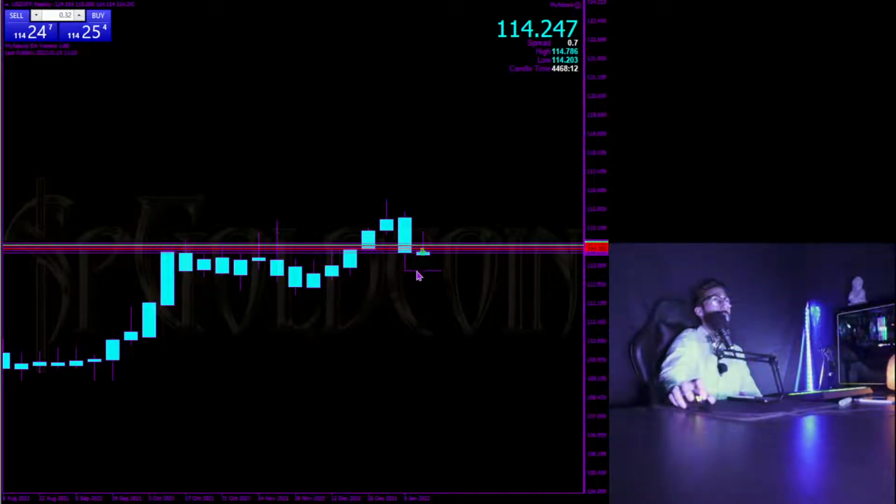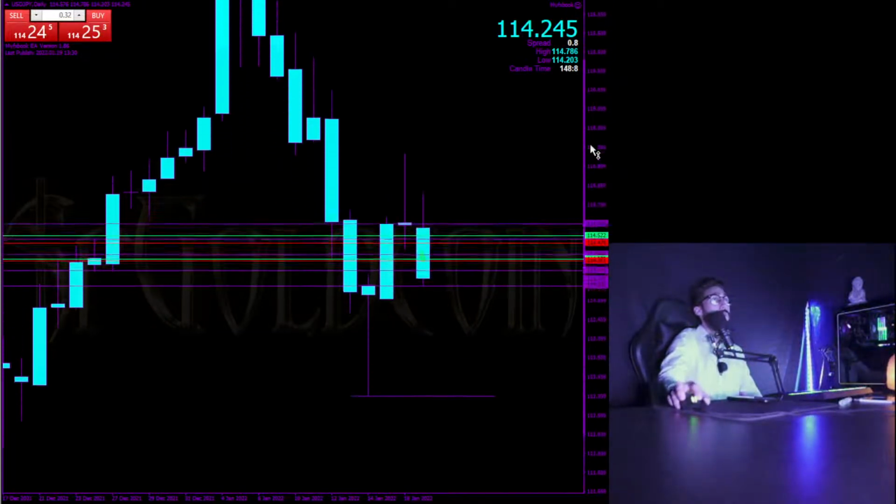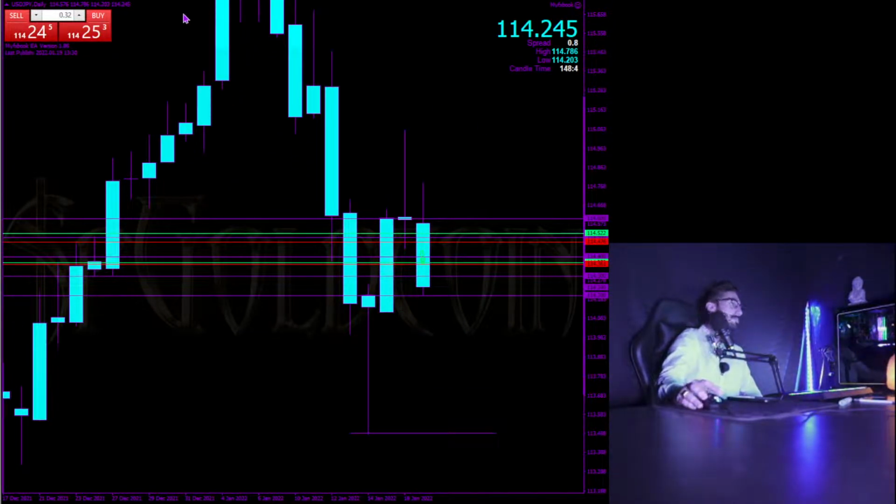See where I drew this line? This is just the weekly low. So come tomorrow, Friday, let's see what kind of news, what kind of fundamentals they have.